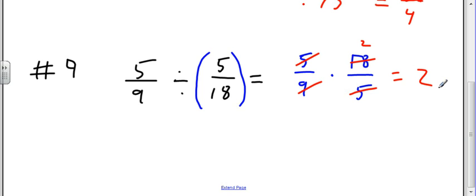So if I go 5 divided by 9 divided by open parentheses 5 divided by 18 close parentheses, I get the same 2 that I got before. But if I didn't put in the parentheses, I put 5 divided by 9 divided by 5 divided by 18 without the parentheses, I end up with 0.0061728, which would be wrong. Without the parentheses, I divide by 5, and then I divide by 18. And that's an order of operations issue there. So to get the order of operations correct, I need the parentheses.